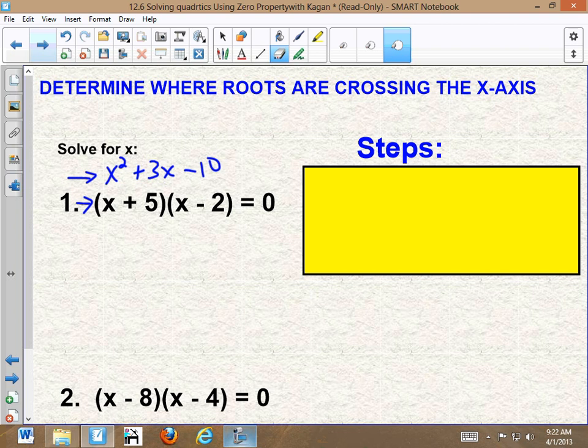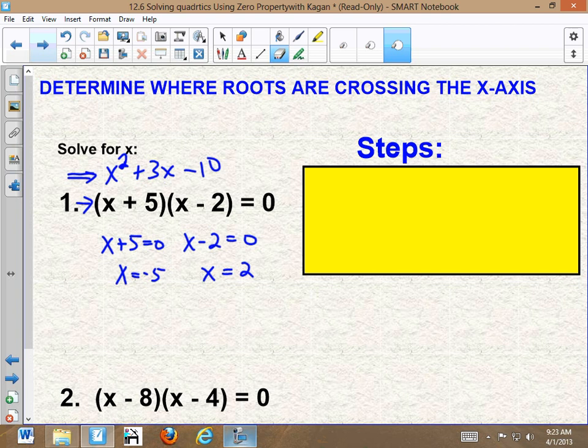So if I started here, which is what we're going to do tomorrow, I then factor into two binomials, and then once I get my two binomials, I set it equal to 0: x plus 5 equals 0, x minus 2 equals 0, x equals negative 5, x equals positive 2. That's all I'm doing.